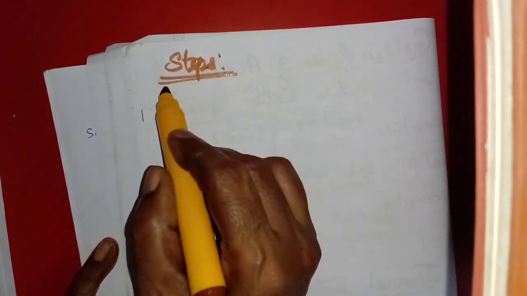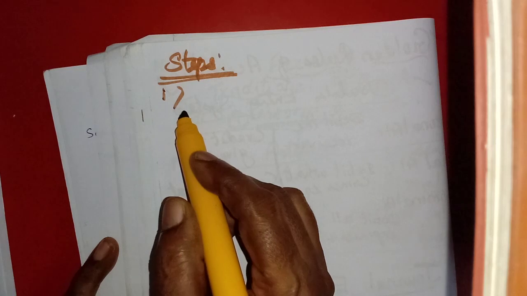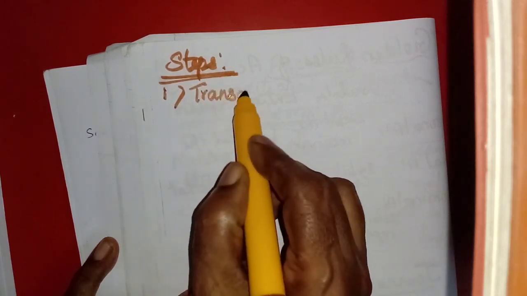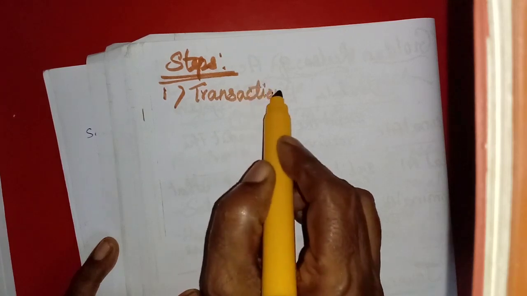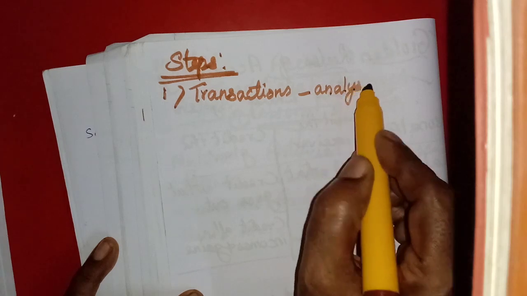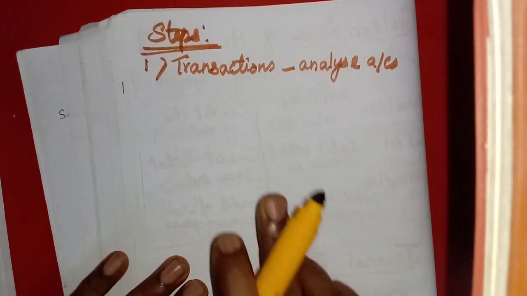Okay, steps in journalizing. What is the first step? They will give the transaction, isn't it? I told you now the first step: we have to analyze the accounts. In the journal, for the transaction we analyzed the accounts. What are the accounts we have analyzed? Two accounts, the cash account and the Raj capital account, isn't it? So that is the first step.